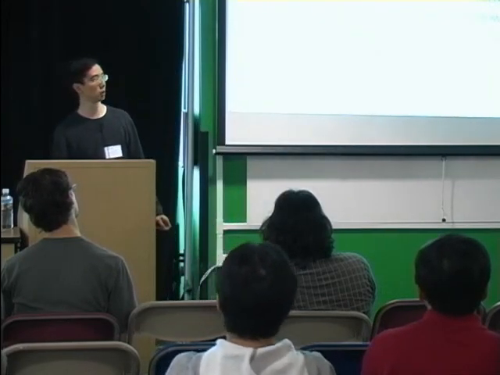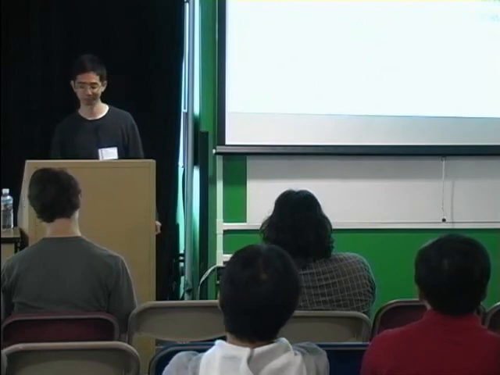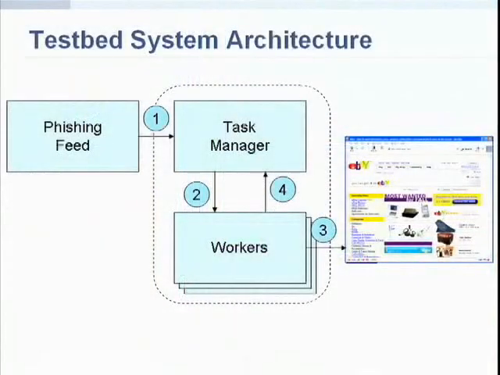Actually, I don't know if it has a URL yet, but you can get a copy of it if you want. So roughly speaking, here's the architecture. We take a phishing feed, again, either from APWG or from phishtank.com. It gets sent to a task manager. The role of a task manager is just to delegate all the URLs to a specific web browser with a specific toolbar inside of it, and also aggregates all the statistics.